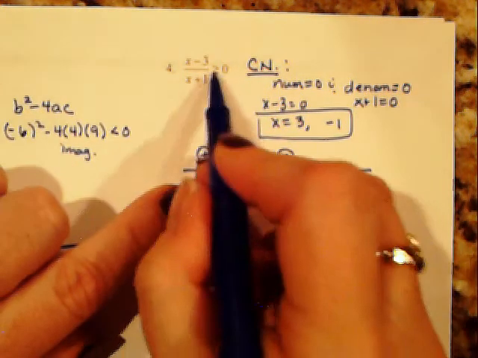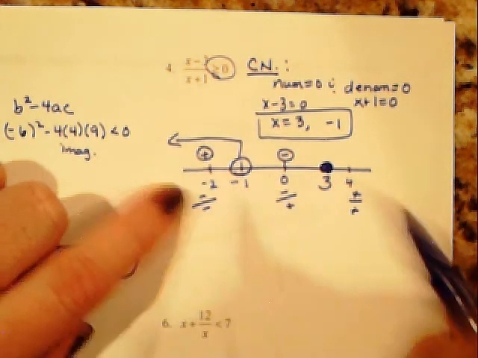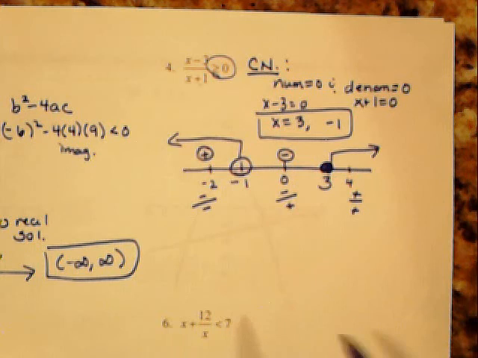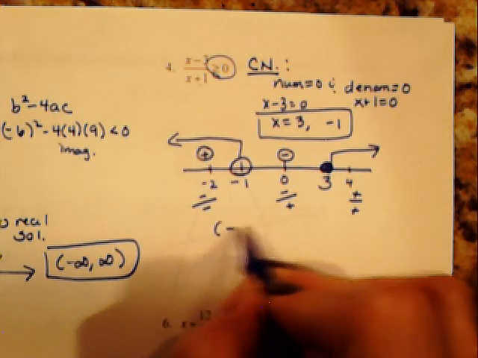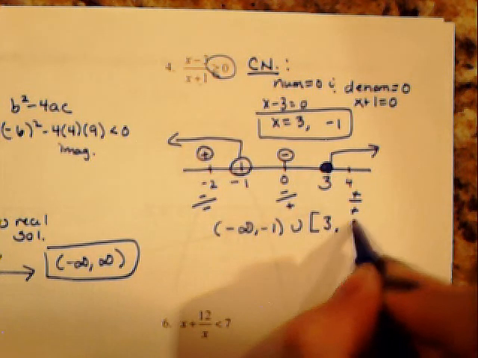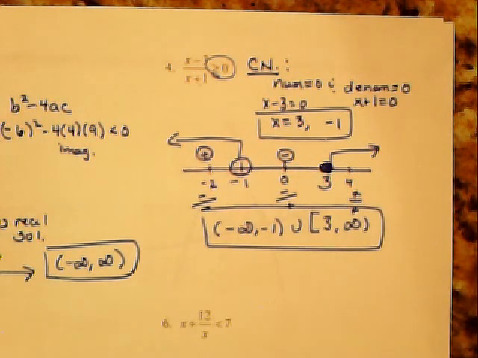So again, I want numbers greater than or equal to 0. So my positive numbers are falling where my values are less than negative 1 or greater than or equal to 3. Then in interval notation, my solution set is going to be negative infinity to negative 1, and then, inclusive of 3, to positive infinity. So that's how you solve your rational inequality.